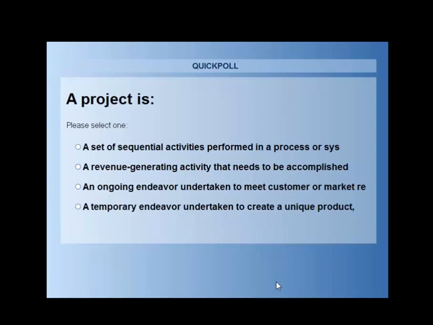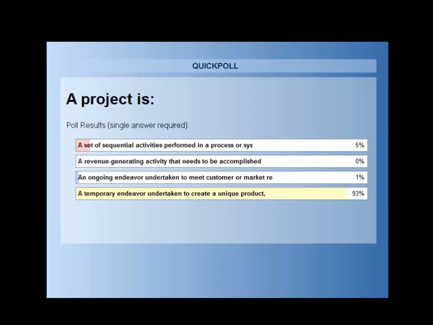I'll give you a few seconds to answer. What's happening is that we can see various percentages of people. We have a large group of people who say that the answer is D, and those people who have answered D are correct. It is a temporary endeavor undertaken to create a unique product, service, or result.